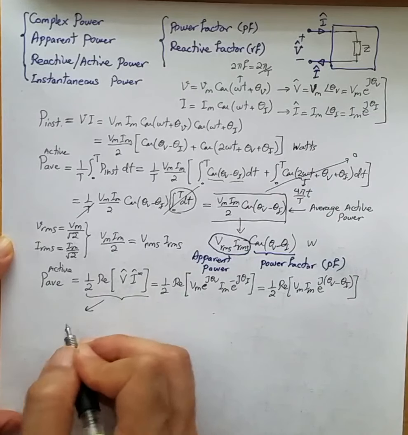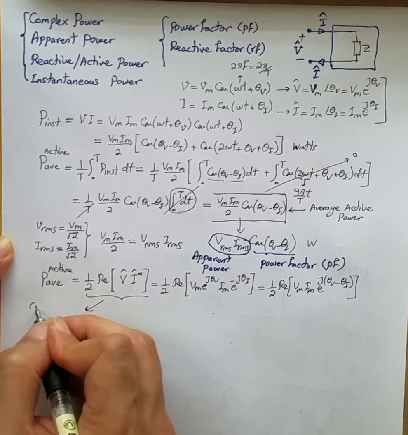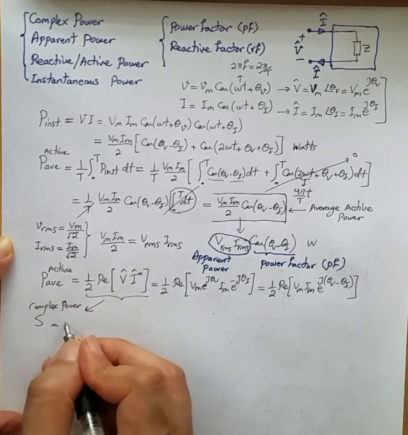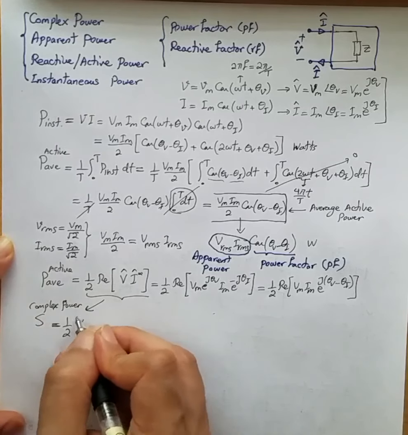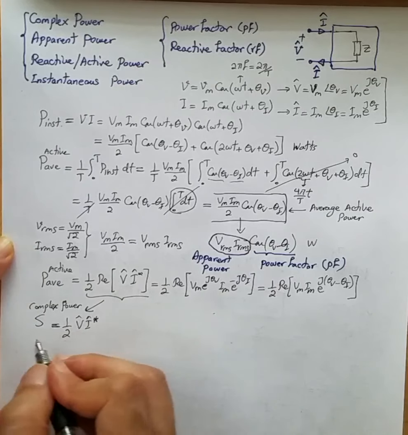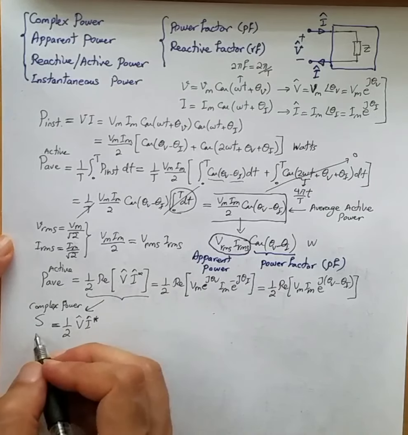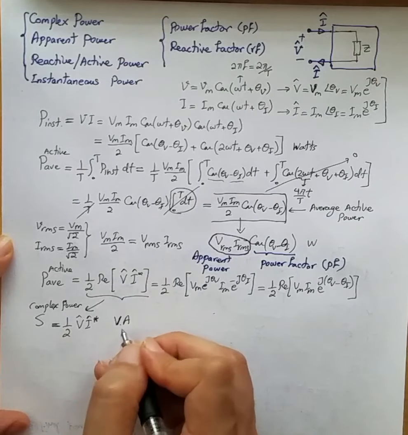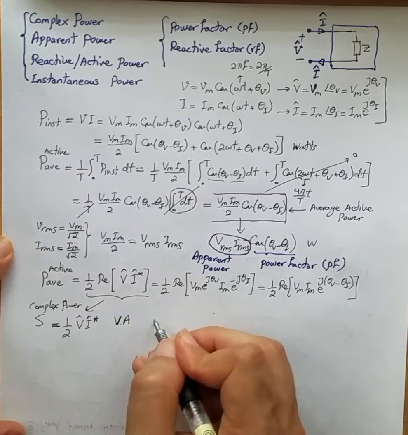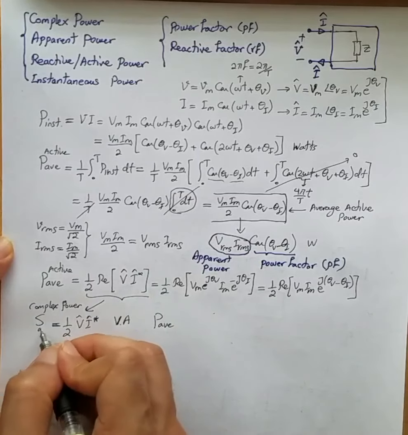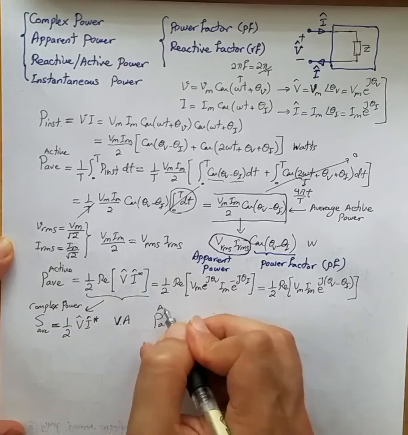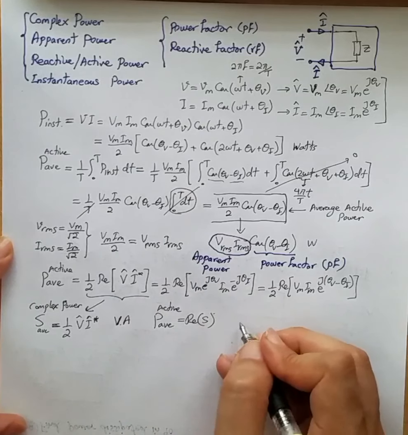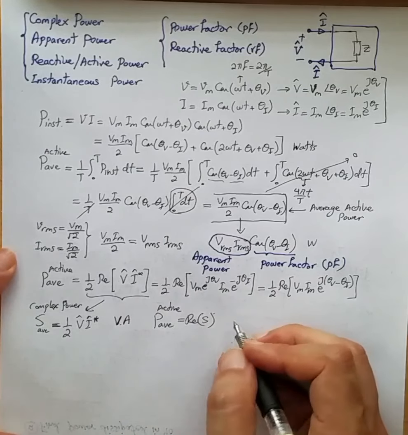Now, with this definition, we can actually generalize this. So this gives us a hint that, hey, maybe we can define a complex power. So complex power is just 1 over 2 V phasor I phasor conjugate. So this is the complex power. The dimension for this is not anymore watts. It is just volt amp. And this is average, by the way, and the average active power is just the real part of the complex power S.